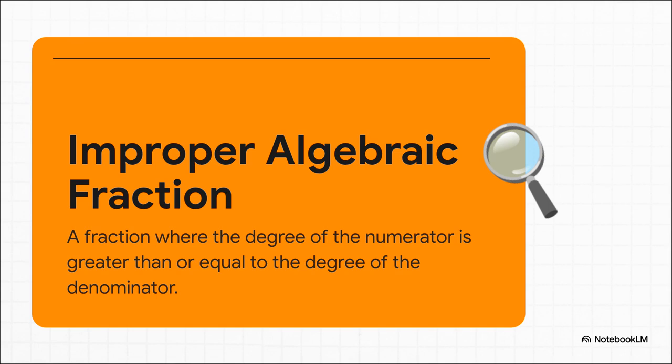So what's the official rule? What actually makes one of these things improper? Well, it's all about a power struggle between the top and the bottom. You just look at the highest power of x in the numerator and compare it to the highest power of x in the denominator. If the top's power is bigger than or even equal to the bottom's power, bam, you've got yourself an improper fraction. That's always the very first thing you check.